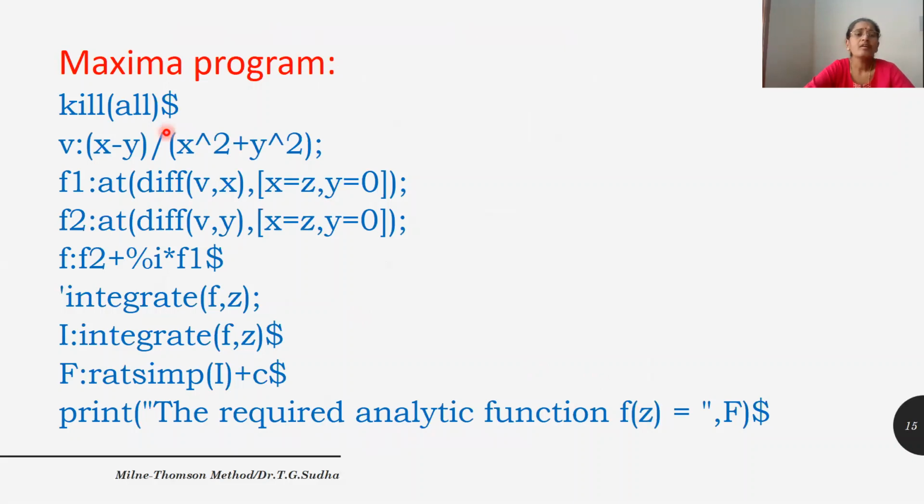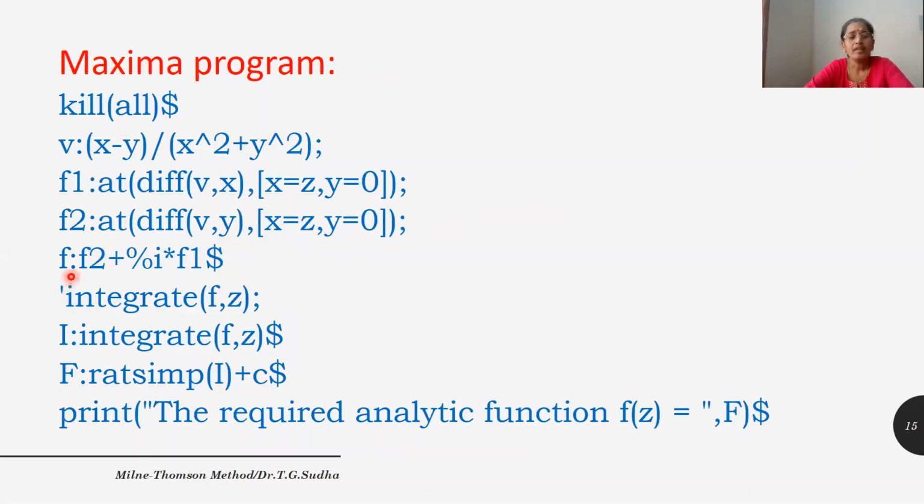So this is the program here. V is the imaginary part. F1 is the derivative of v with respect to x at x is equal to z and y is equal to 0. Here once again we are using the at command. This is used for substituting x is equal to z and y is equal to 0. And F2 is the derivative of v with respect to y at x is equal to z and y is equal to 0. So once again the at command is used.